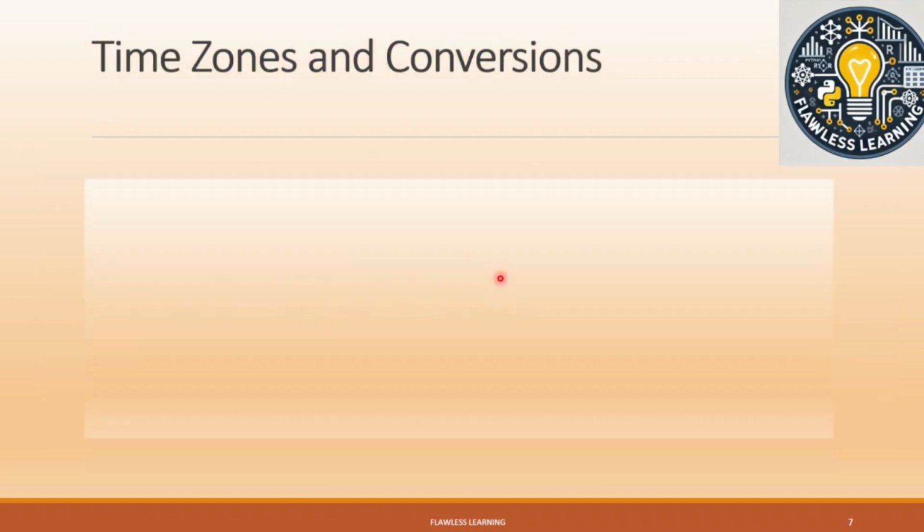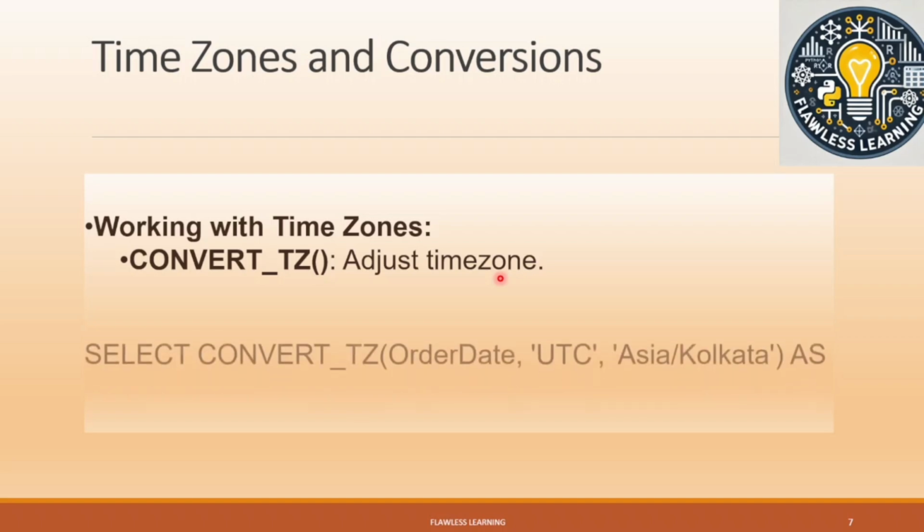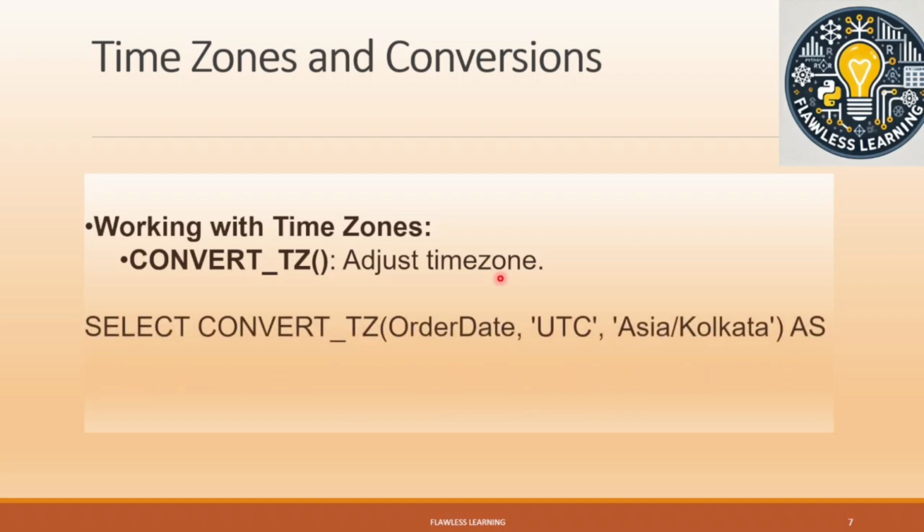Now time zone and conversion. Basically, handling time zones is crucial for global applications. Functions like CONVERT_TZ can help adjust time values to specific time zones. So basically, if you are here in Kolkata, suppose, and there is a person who is in London, there is a different time zone, right? There is a time difference between the two, so how can you handle that time zone? That kind of thing.